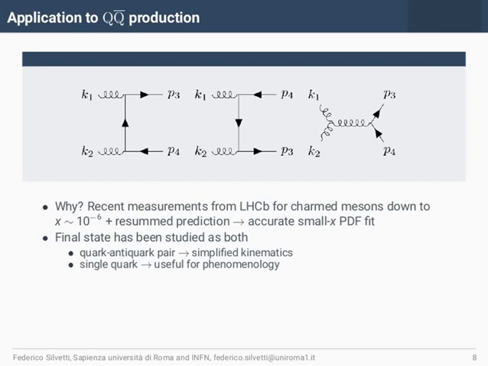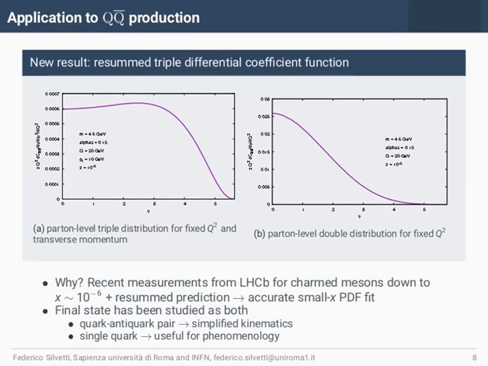Two different parameterizations for the final state were tested. First, the quark-antiquark pair kinematics, due to its simplicity, and then the single quark one, which has actual interest for phenomenology applications. The main advantage of this approach is the ease in producing phenomenology predictions. For example, here are shown two numerical plots of the coefficient function over rapidity. The left one is differential in the pair's center of mass energy, transverse momentum, and rapidity, of course, while the right one is integrated over transverse momentum.